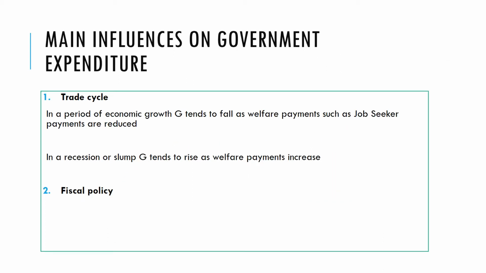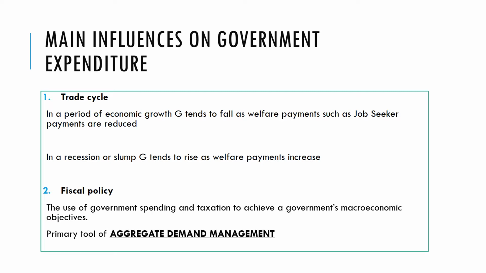The second impact on or influence of government expenditure is fiscal policy. Now, fiscal policy is the use of government spending and taxation to achieve a government's macroeconomic objectives. So the government will have certain objectives they want to achieve within the economy, and when they change government spending patterns or change rates of tax to achieve those, we would say they are using their fiscal policy. Fiscal relates to government spending and taxation. And so this is a tool of aggregate demand management that the government can use. They can use their fiscal policies.